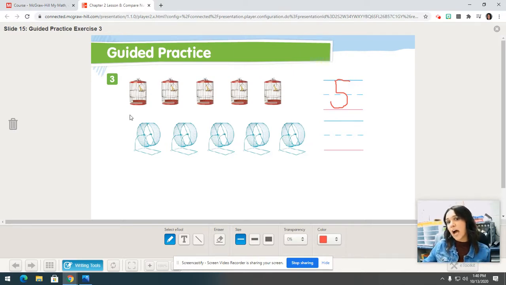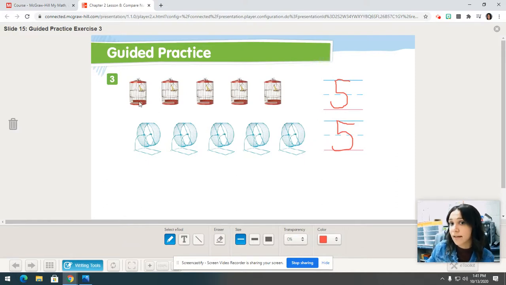Help me count how many wheels you see. 1, 2, 3, 4, 5. Okay. We just wrote the number 5, so we have to write it again. Remember, it's down and around and make a hat. Go ahead and write that. Down and around and make a hat.